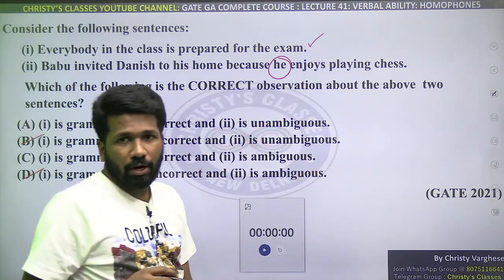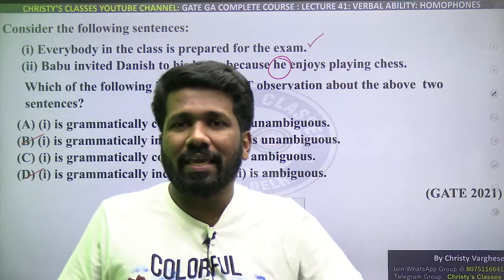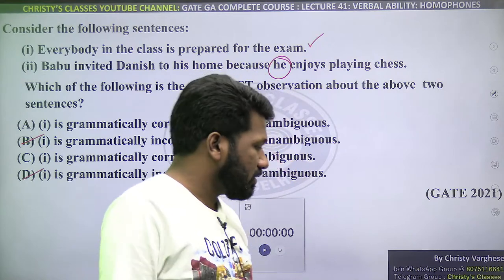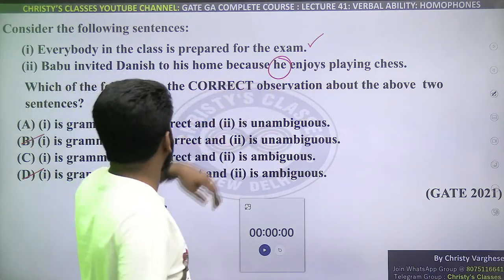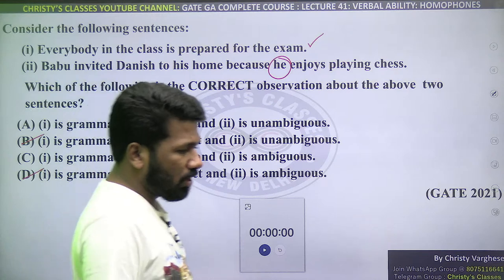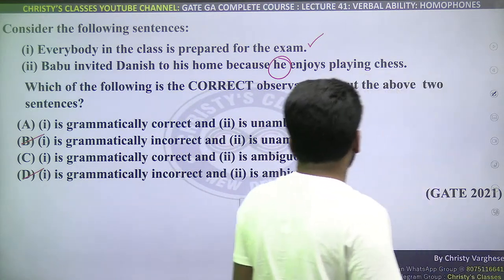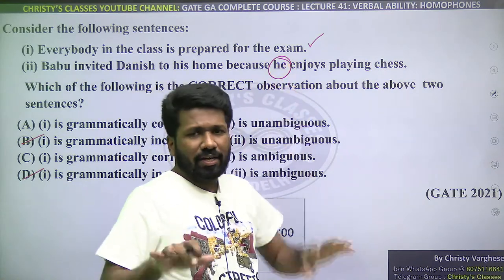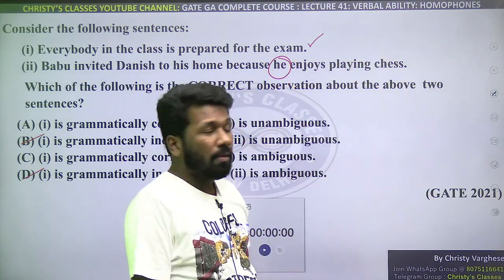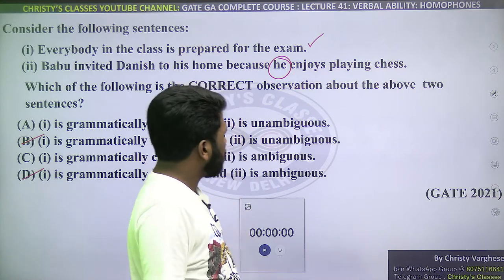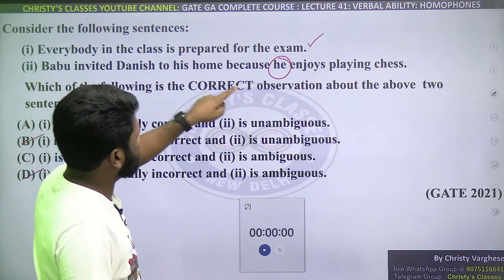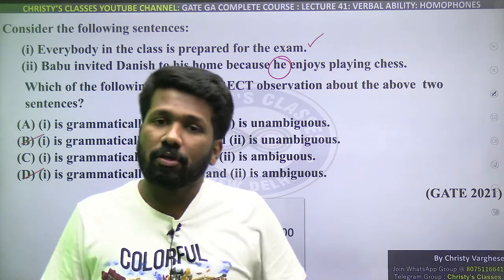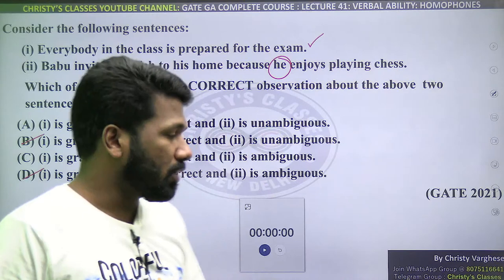This is a personal pronoun. The personal pronoun he is referring to which person? Can you tell me in the chat? He is referring to which person? Babu or Danish? It is not they, because 'they enjoy' would mean it is clear, Babu and Danish both of them. But he enjoys, is it Babu enjoys playing chess or is it Danish enjoys playing chess? That is ambiguous because both ways you can think and both are totally correct.